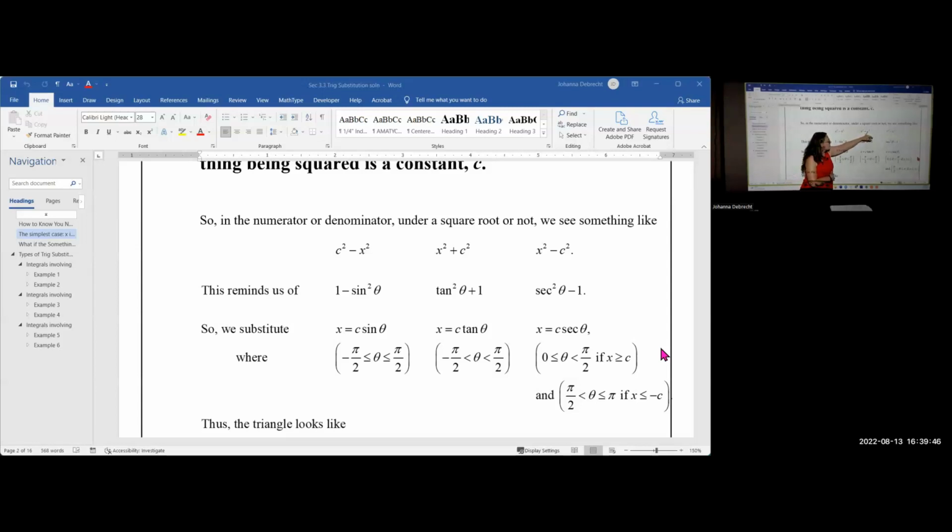And then x squared plus c squared kind of reminds us of tangent squared of theta plus 1, which gives us secant squared, of course. And so again, we're matching the variable parts on the left and the constant parts on the right.